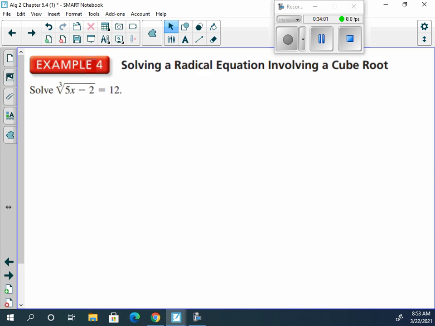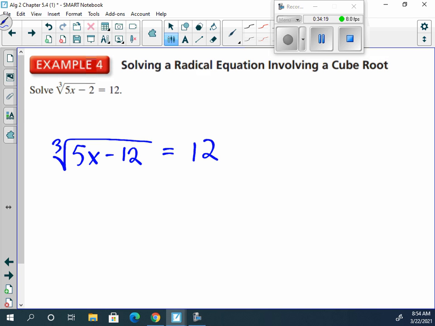The cubed root of 5x minus 2 is equal to 12. Because the radical is by itself. There's nothing added or subtracted with that cubed root. Correct? So, wait a minute, we only have one, so these kind of steps that we did at the beginning of this lesson still work. We got the radical by itself, yes?